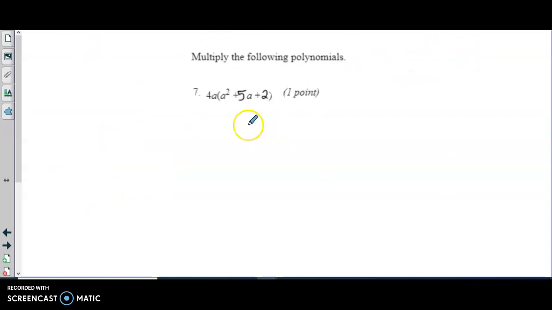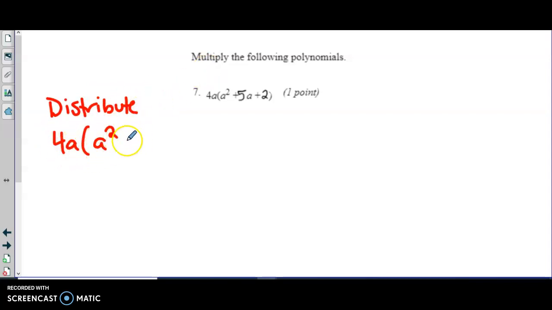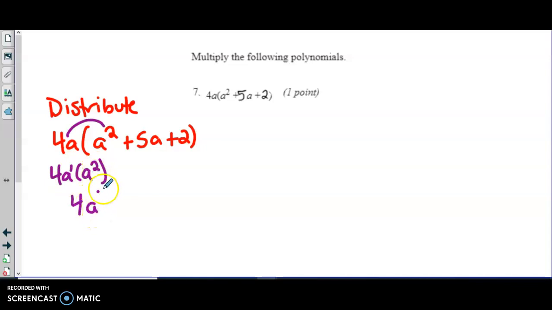So let's look at another multiplying problem. So I'm going to come over here and distribute first. So I'm going to take my 4a and I'm going to send it to everybody inside the parentheses. So I'm going to start off by doing 4a times a squared. And that would give me 4, and then there's 3 a's, right? Because there's 1 a here and there's 2 a's there. So that ends up being 3 a's.